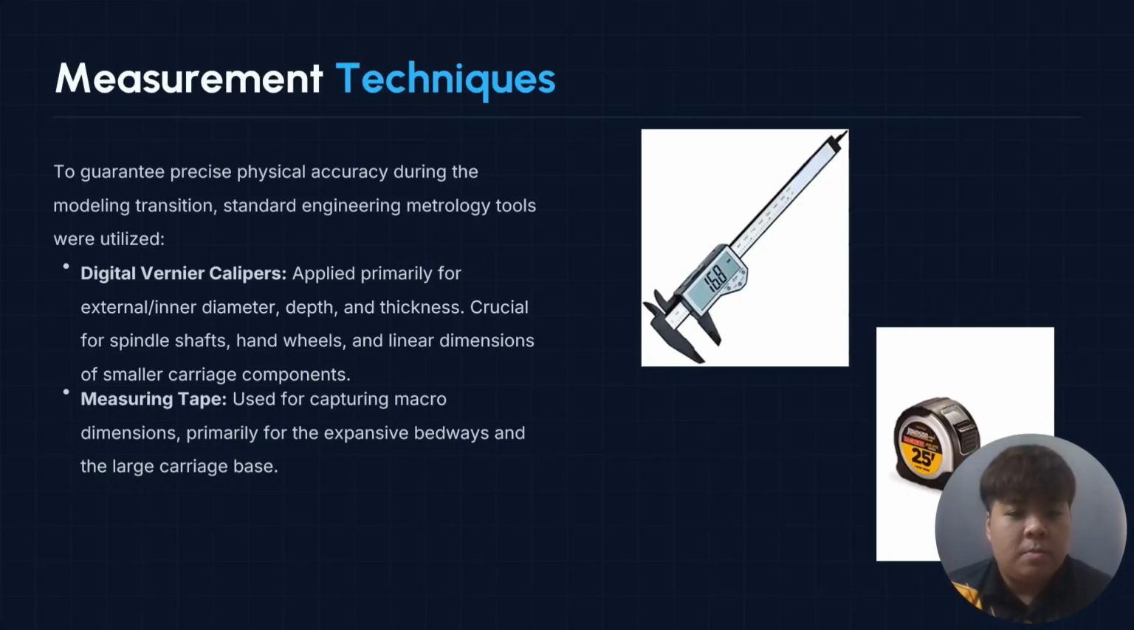And next is the measurement technique. In this section, we used two measurement tools, which are digital vernier calipers and a measuring tape. To guarantee precise accuracy during the model transition, digital vernier calipers are applied primarily for external and inner diameter, depth, and thickness. The measuring tape is primarily used for capturing macro dimensions, such as the expansive bedways and large carriage base.